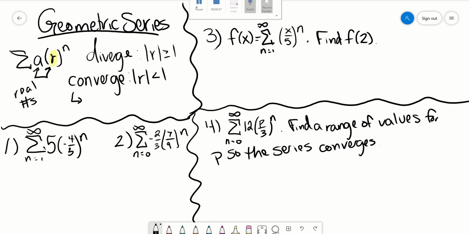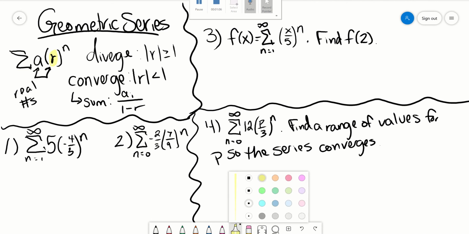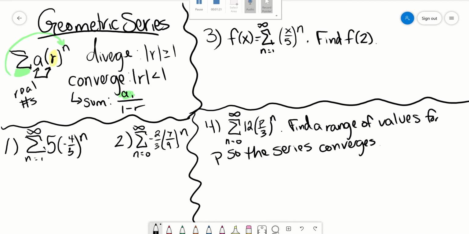If it converges, there is a sum formula, and the sum is a sub i over 1 minus r. Now, with your a sub i, you've got to be careful, because a sub i is based on whatever number is down here. Whatever number is down there, you would take and plug in for n, and then that is going to give you your value for a sub i. We will look at that in just a minute.